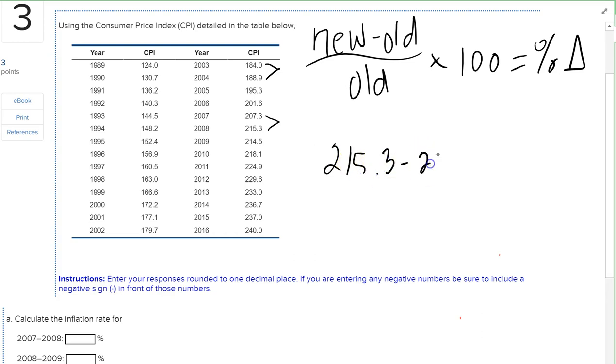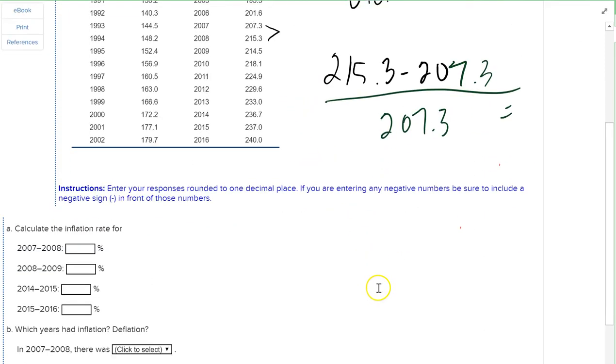215.3 minus 207.3, all of that over, so that's new minus old, and over the old, 207.3. That result we'll multiply by 100 and give us the rate of inflation.